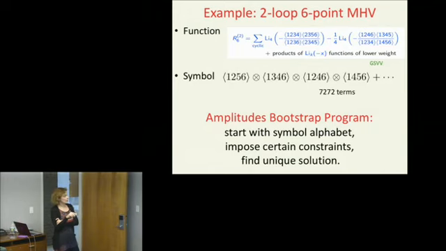Now, if you start writing down the symbol using the properties I said, it will look like brackets and many terms. Okay, good. Back to the amplitudes bootstrap program. So how do people like Dixon et al. compute these amplitudes? The way they're doing it is they start with some symbol alphabet. It turns out only a certain number of letters contribute to these expressions. And then they impose certain constraints, and then they find a unique solution.